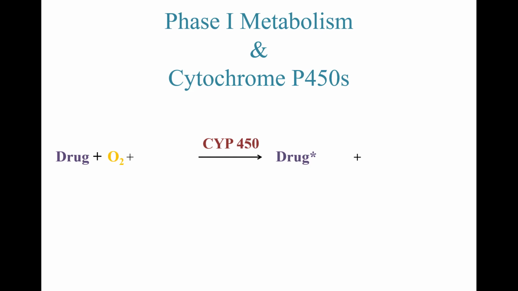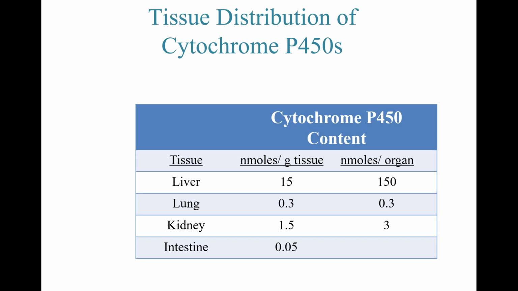So we have oxygen in the form of O2, and through this reaction, one oxygen will end up binding to the drug, and the other oxygen will end up forming water. The hydrogens come from the NADPH, which is a reducing agent, leaving NADP, which will need to be regenerated for these reactions to continue. Cytochrome P450 enzymes can be found throughout the entire body.